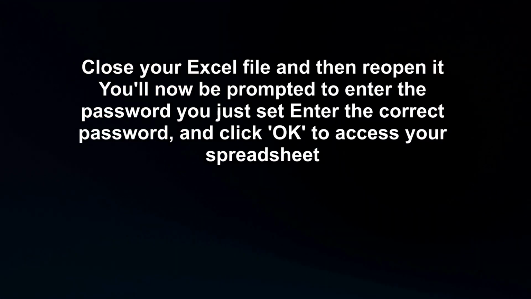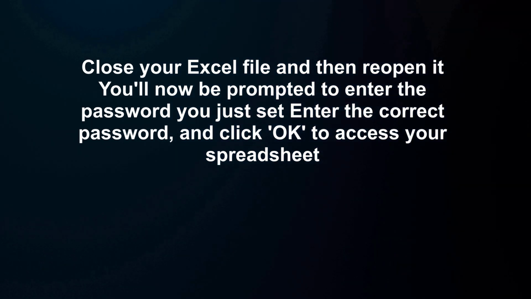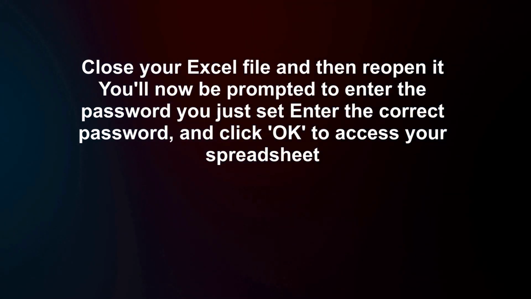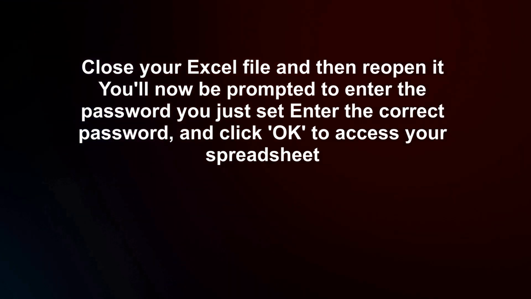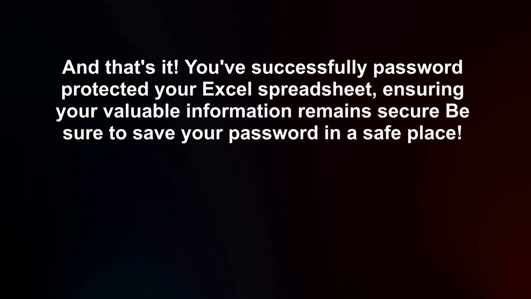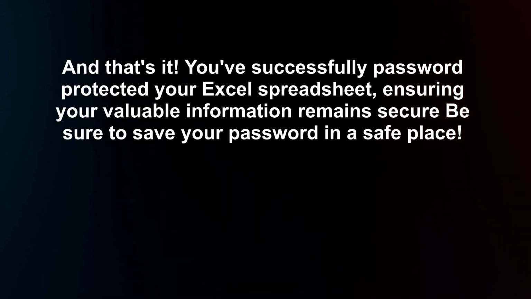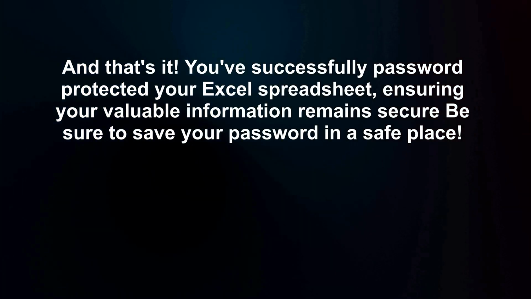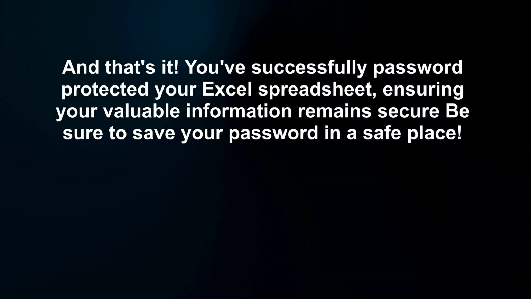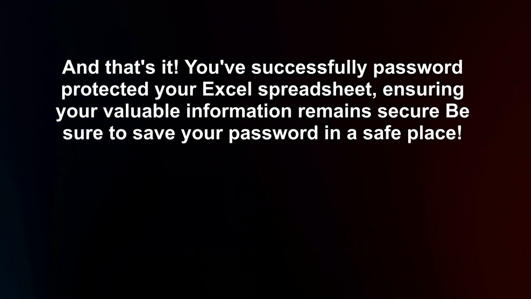Close your Excel file and then reopen it. You'll now be prompted to enter the password you just set. Enter the correct password and click OK to access your spreadsheet. And that's it. You've successfully password protected your Excel spreadsheet, ensuring your valuable information remains secure. Be sure to save your password in a safe place.